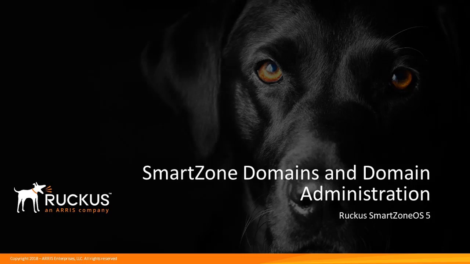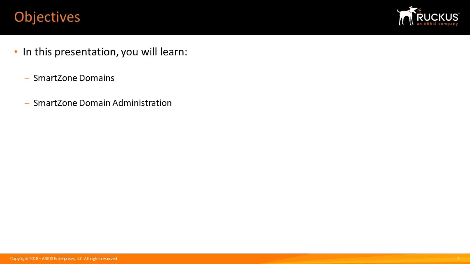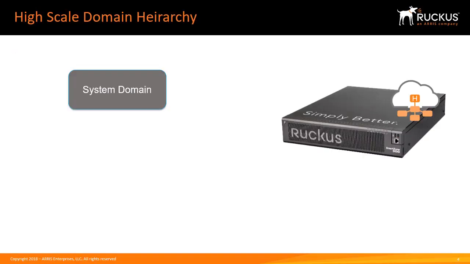This presentation describes the configuration of domains, subdomains, partner domains, and domain administration for the Ruckus Virtual SmartZone high-scale network controllers running SmartZoneOS5. In this presentation, you'll learn about SmartZone domains and the hierarchy in which they operate, and SmartZone domain administration and the options and capabilities at various levels of the domain hierarchy. Let's first start with a quick overview of the high-scale domain hierarchy.